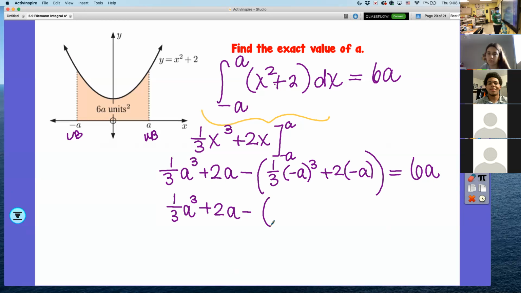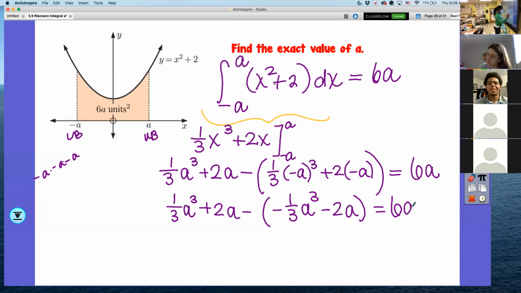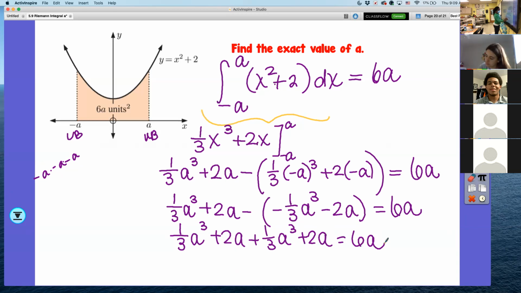What's negative a cubed? Positive a. Careful, negative a times negative a times negative a, that'll be a negative a cubed. So this is going to be a negative 1/3 a cubed. And then 2 times negative a is a negative 2a. And this negative on the outside, I'm going to distribute. Now, of course, I'm more prone to do this by hand, so I always like to work that skill of my brain.